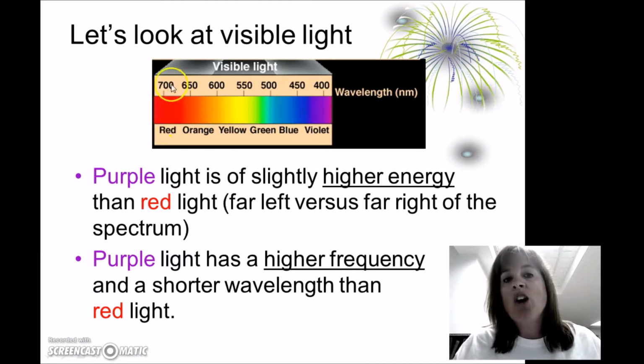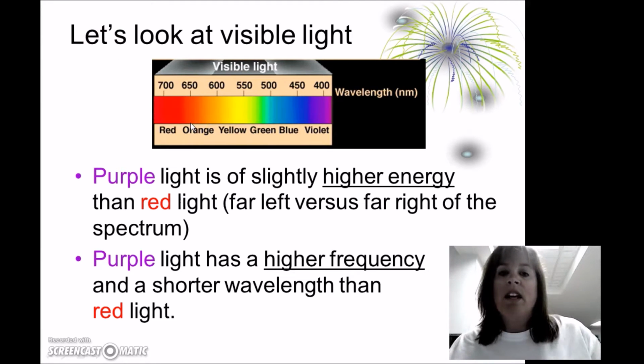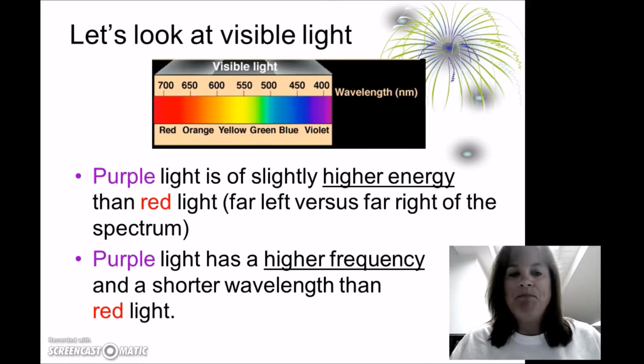So we have longer wavelengths here and shorter wavelengths here. And remember that wavelength and energy are inversely related. So that means that the purple, which has these short wavelengths, has higher energy than the red light here, which has the longer wavelengths. That has lower energy.